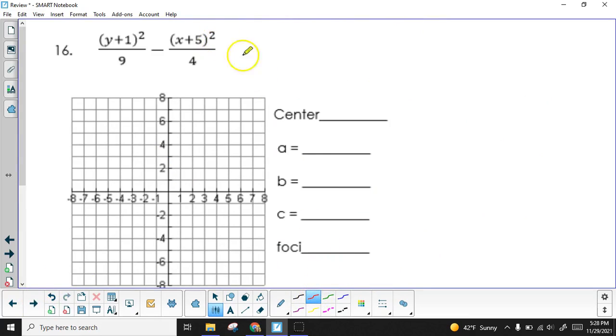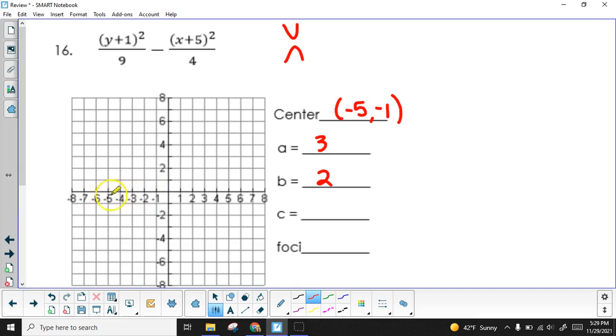Our center is going to be -5, -1. Careful, because even though our y term comes first, which indicates to us that this is going to open vertically, when we're listing our center coordinate, the x coordinate always has to come first, so -5, -1. Our a value here, in this case it's not necessarily the bigger one, but the a value is the one that's underneath our first term. So our a value would be 3, because 3 squared is 9. Our b value is 2, because 2 squared is 4. We can go ahead and graph this.